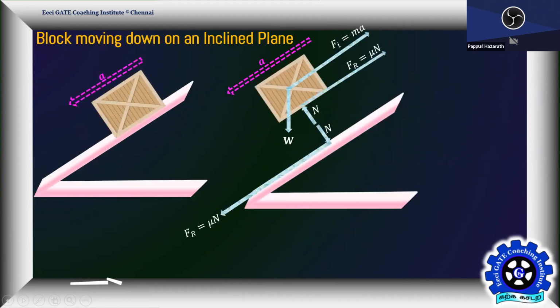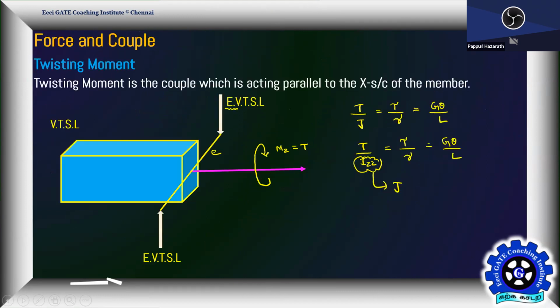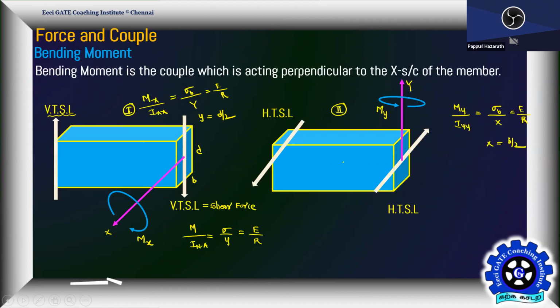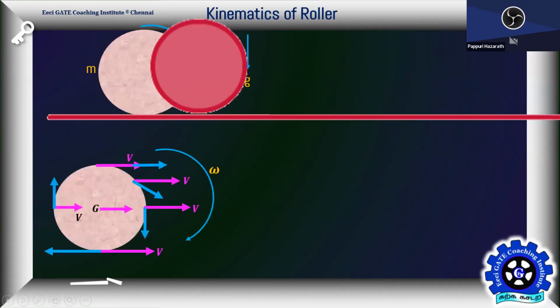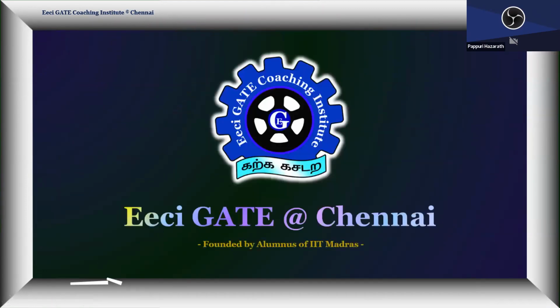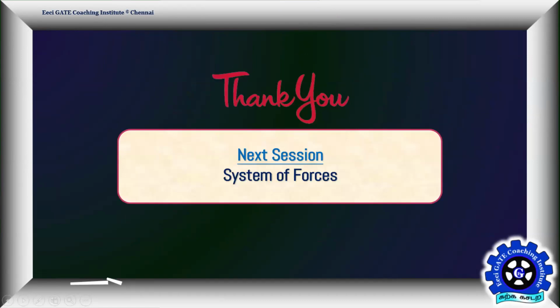Then different varieties of problems, and twisting moment, bending moment. This bending moment versus twisting moment is actually very important from the interview point of view. So I think pure rolling next. I am done. Any doubts?